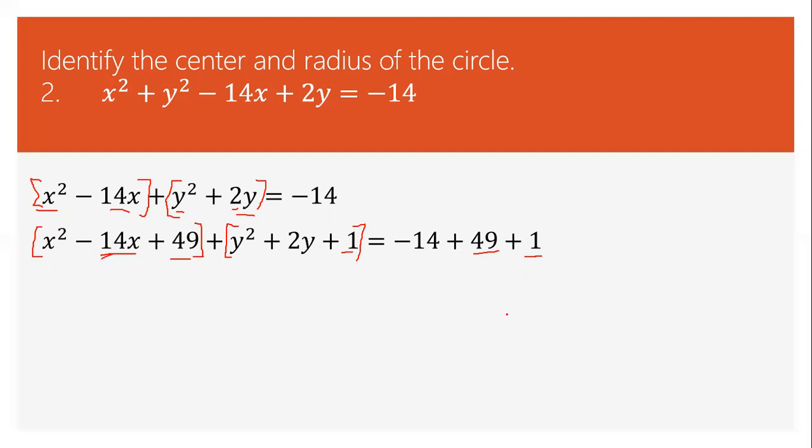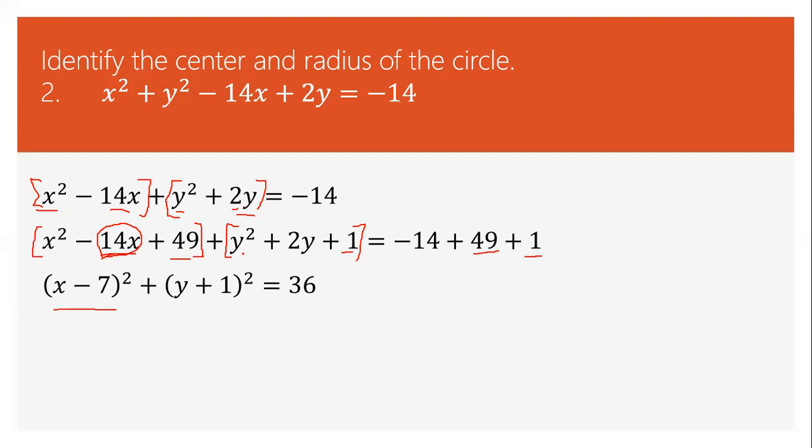So this is the sum of a perfect square: x squared minus 14x plus 49. To determine the factor of it, just divide the coefficient of x by 2. So 14 divided by 2 is 7. So 7 ang iyang factor. So x minus, just copy the sign. So x minus 7 quantity squared.